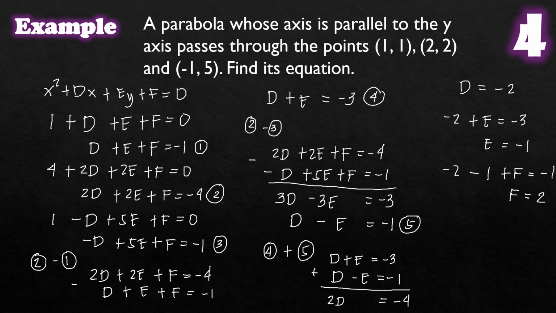Now that we have the values for d, e, and f, we can go back to the original equation in general form and substitute the values of d, e, and f. Hence, we will have x squared minus 2x minus y plus 2 is equal to 0. Let us have another example.